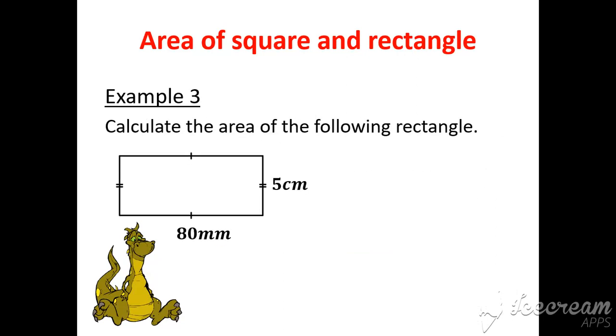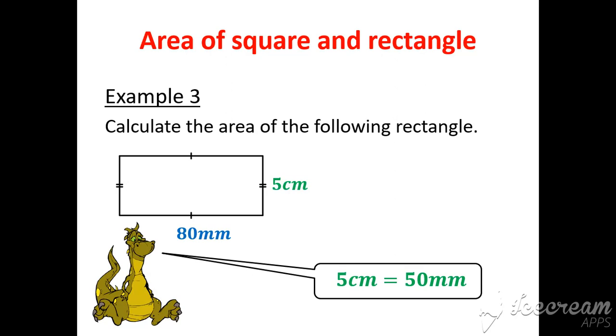Right, example 3. How would we calculate the area of the following rectangle? Well, the base is 80 millimeters and the height is 5 centimeters. So the problem here is one's in millimeters and one's in centimeters. Do not go 80 times 5. You'll get the wrong answer. We have to convert units. 5 centimeters is equivalent to 50 millimeters. 5 times 10 if you're converting centimeters to millimeters.